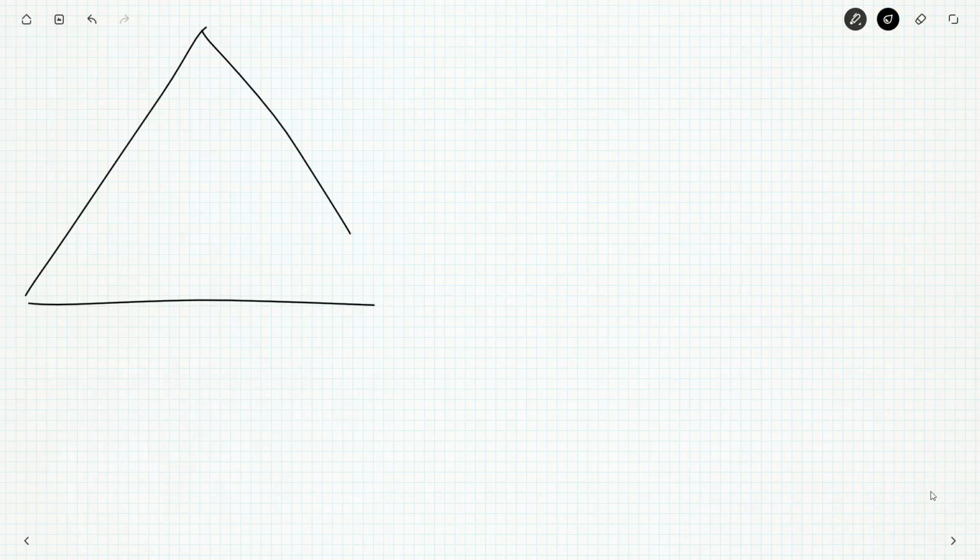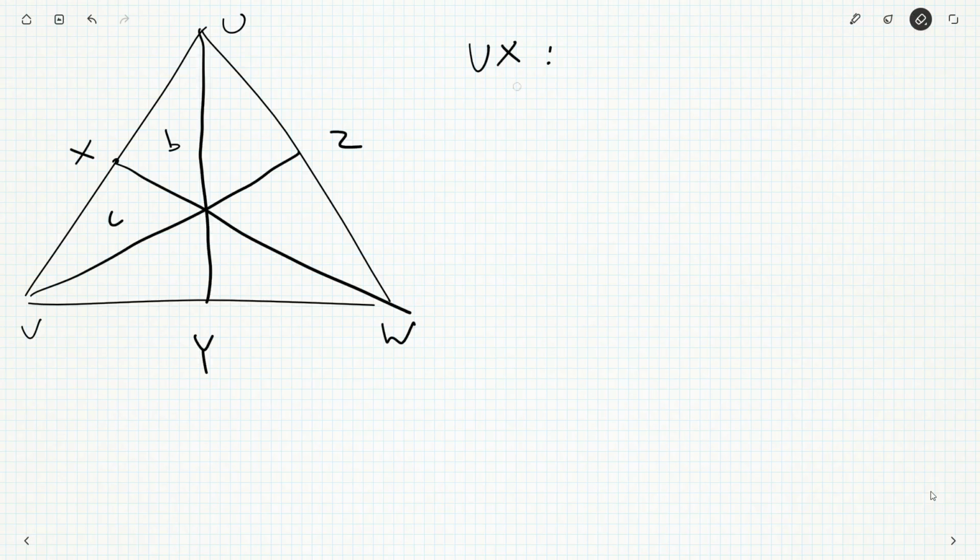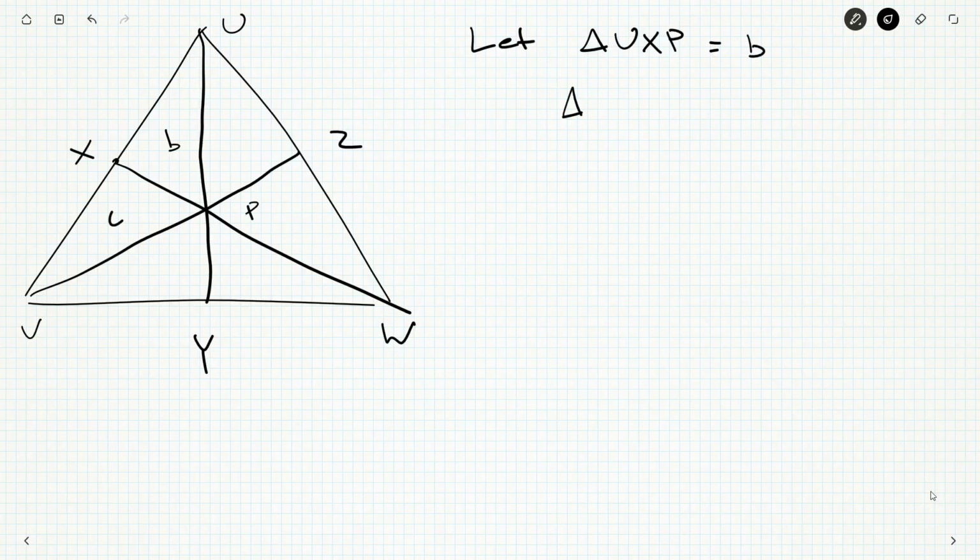Yeah, so here's what I'm going to say. We'll redraw the picture with my letters intact, just because I want to show how I would probably try and write this up. So you get the X here, Z here, Y there. All right, so UX. If you're gonna have a variable, let's give it a name. So we might say let the area of UXP equal B, and the area of XPV equals C.